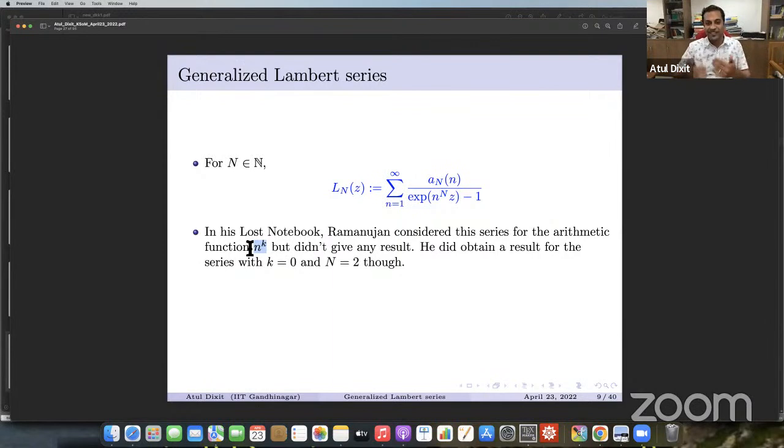So we don't know whether he had some results and the pages went missing. We can never find it out probably. But he clearly had understood the importance of the generalized Lambert series. In fact, when n is equal to 2, we do see a result in Ramanujan's work where k is 0, because this is then an infinite sum of partial theta functions.